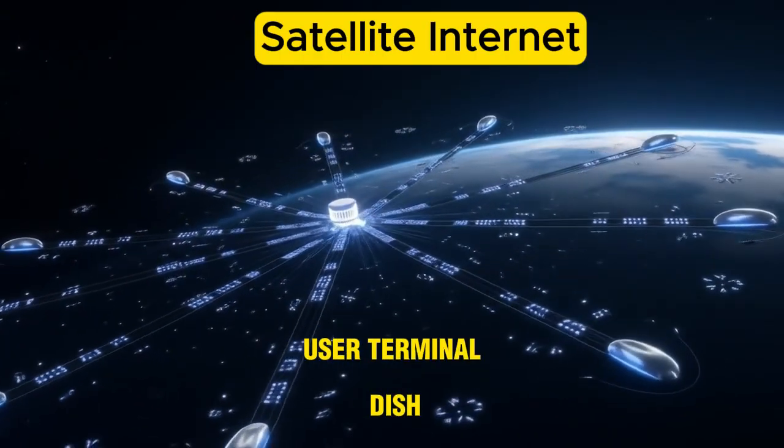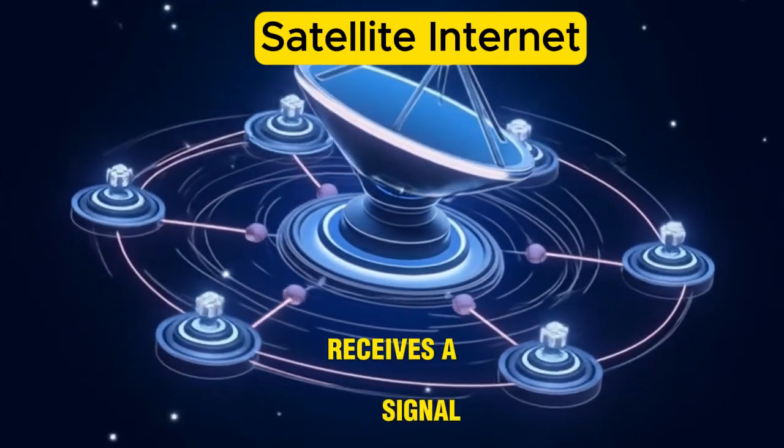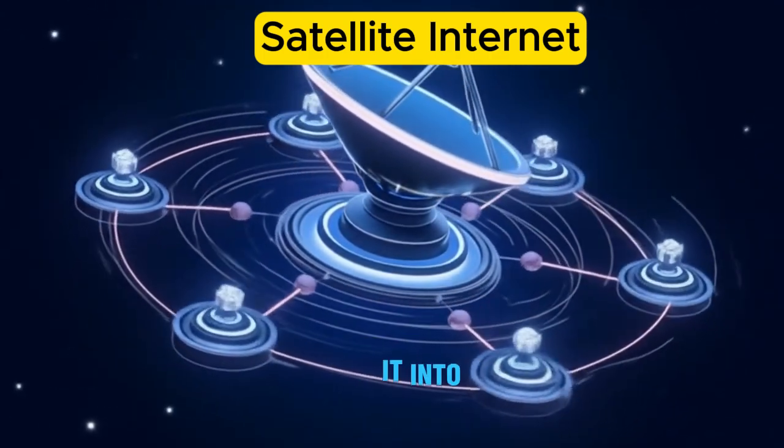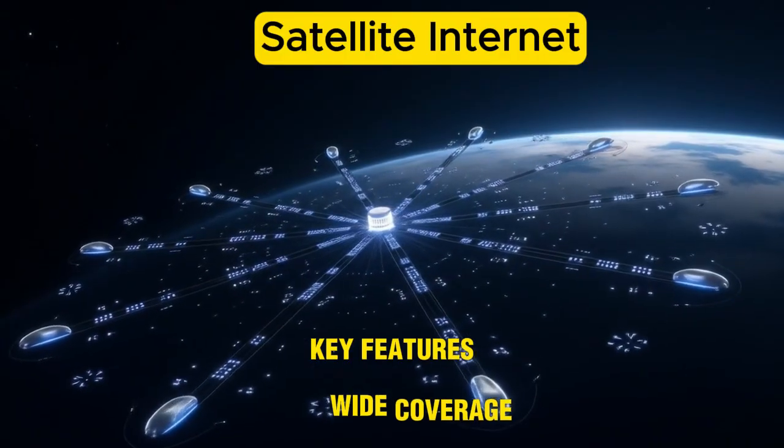User terminal: dish and modem. A satellite dish installed at the user's home or business receives a signal, and a modem translates it into usable internet access. Key features. Wide coverage.